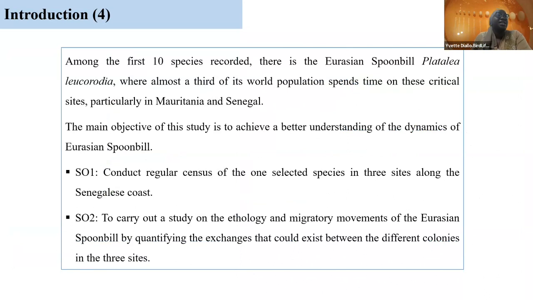Among the first 10 species recorded, there is the Eurasian Spoonbill Platalea leucorodia, where almost a third of its world population spends time on these critical sites, particularly in Mauritania and Senegal. The main objective of this study is to achieve a better understanding of the dynamics of the Eurasian spoonbill. Strategic objective one is to conduct a regular census of one selected species in three sites along the Senegalese coast. And specific objective two is to carry out a study on the ecology and migratory movements of the Eurasian spoonbills by quantifying the interactions that could exist between the different colonies in the three sites.